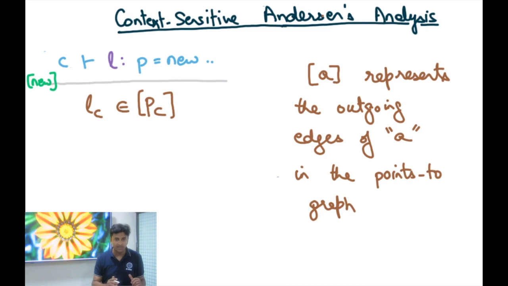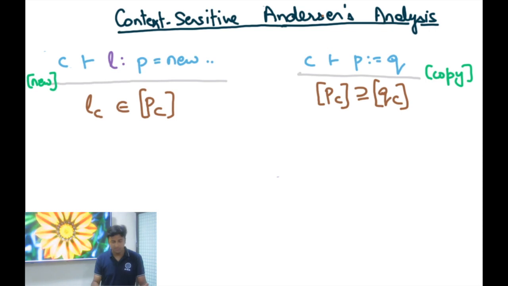And I'm going to use this notation. Earlier I was not being very precise in the notation, but now I'm going to be more precise. So I'm going to use the square brackets notation. Square brackets of A represents the outgoing edges of A in the points-to graph. So here this basically means that LC would belong to the outgoing edges of PC. So PC would be pointing to the abstract object LC. And notice that both P and L have been versioned using the current context C. And this is what we saw using our examples as well. So once again, if this allocation statement is being analyzed in context C, then PC's outgoing edge includes LC.